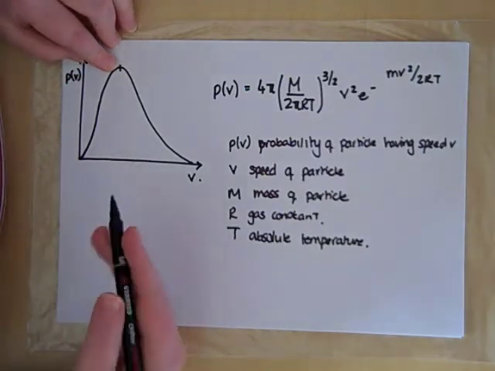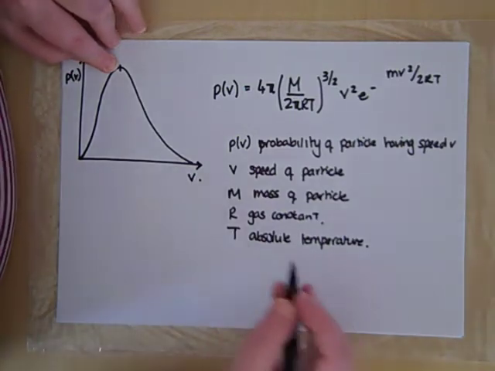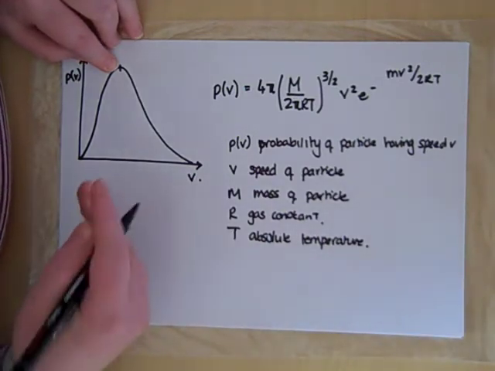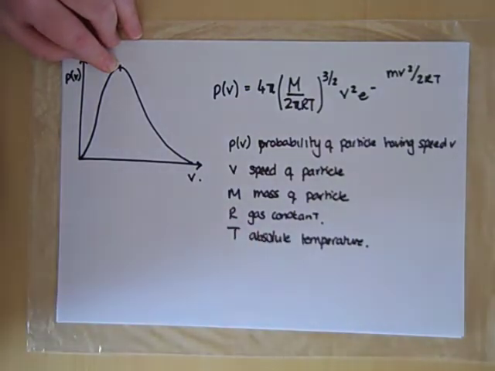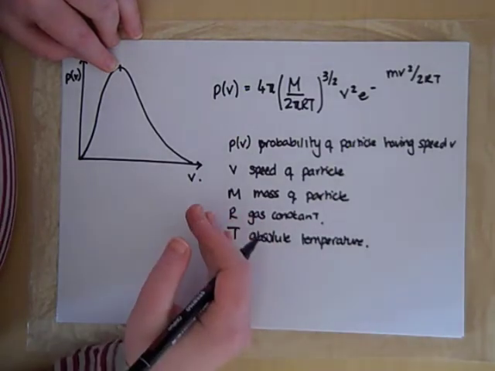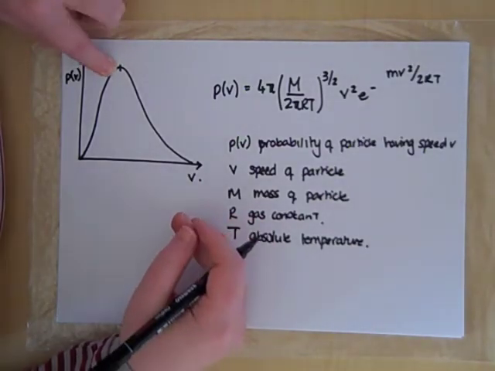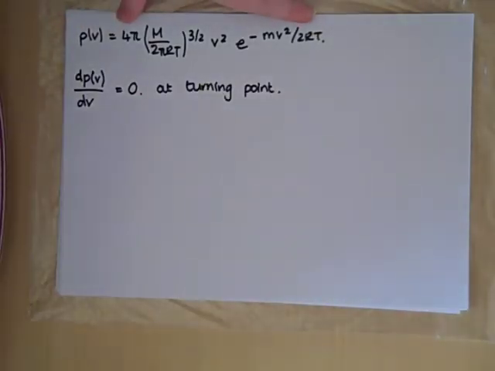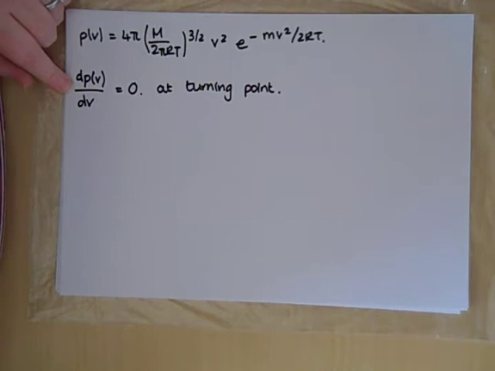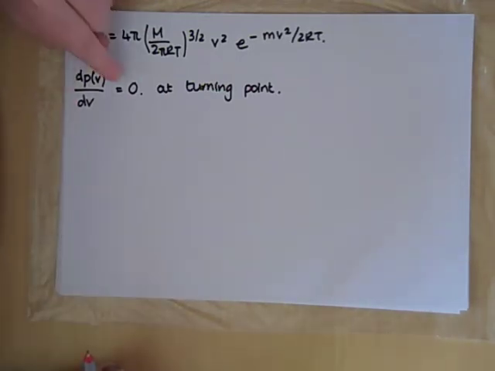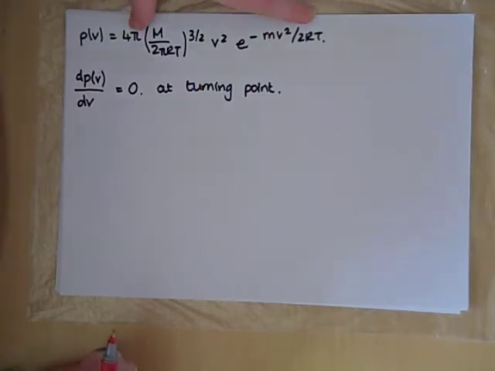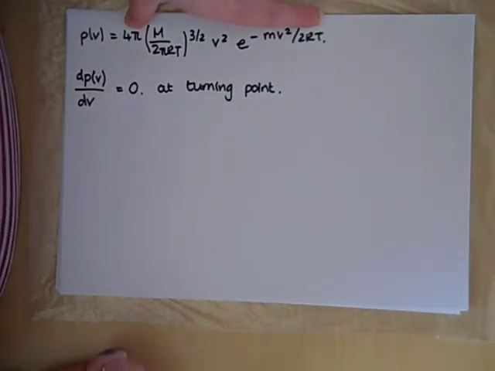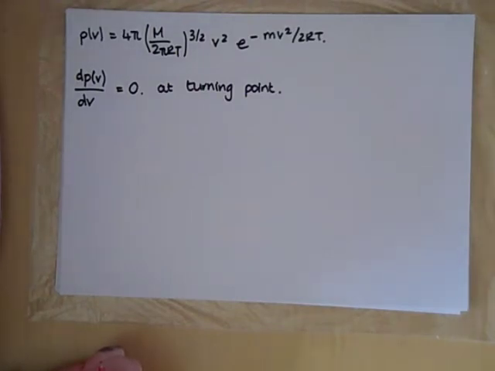So what I need to do is differentiate my function and set it equal to 0. And then I'll find the different values that have a solution when my differential equals 0, and one of those will be this turning point up here. Okay, so this is my equation for my Maxwell-Boltzmann distribution. And I know that at my turning point, the differential of this is going to be equal to 0. So I need to differentiate this function with respect to v.